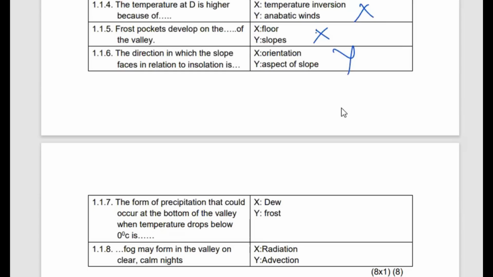Right, move on to the next question. The form of precipitation that could occur at the bottom of the valley when temperature drops below 0 degrees Celsius. We are saying the temperature here is dropping below freezing point. So whenever we have temperatures dropping below 0 degrees, we have frost forming in that respect.